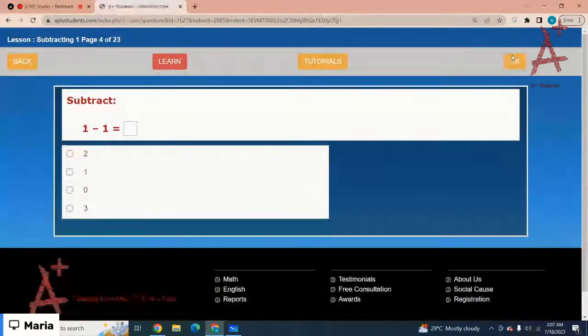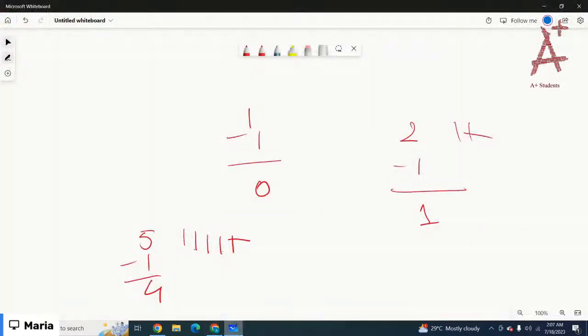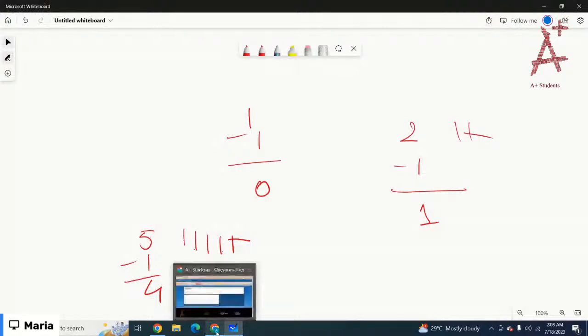Okay, the next one is 1 take away 1. We have already done 1 take away 1 on the board. 1 take away 1 is 0. So the correct option is 0.